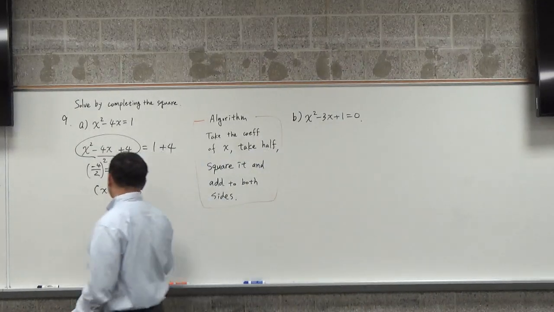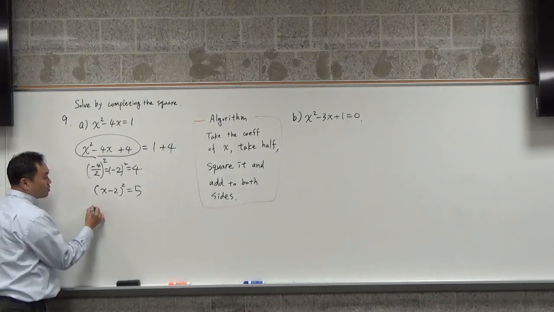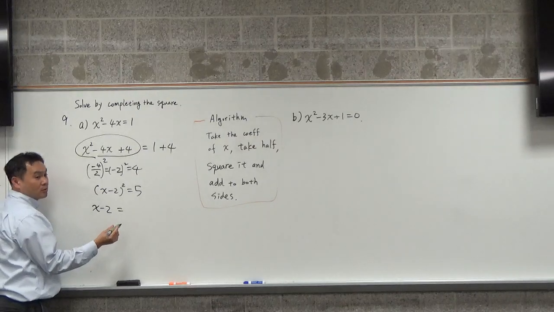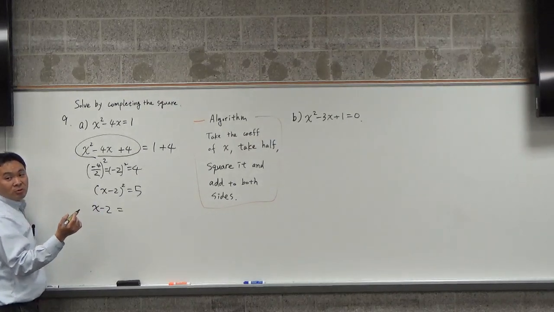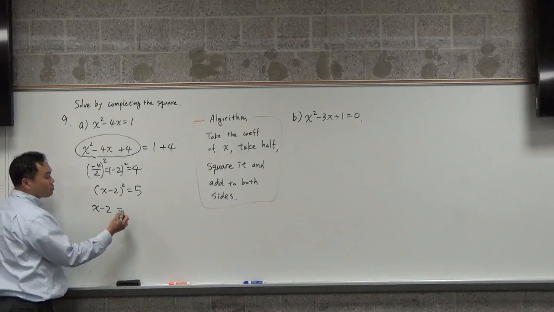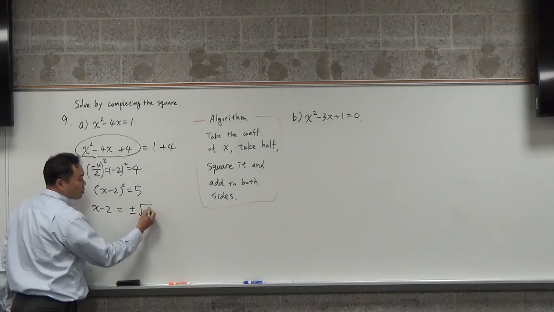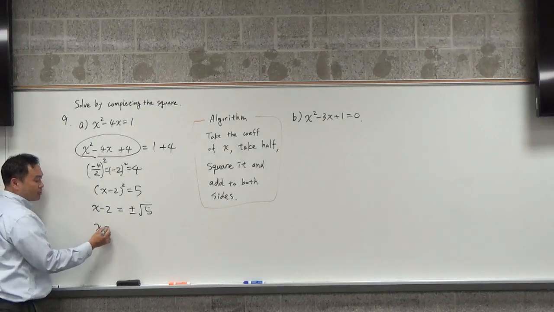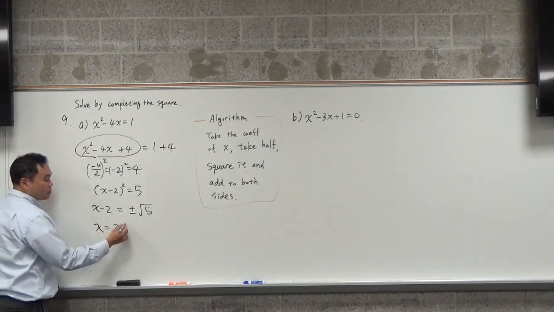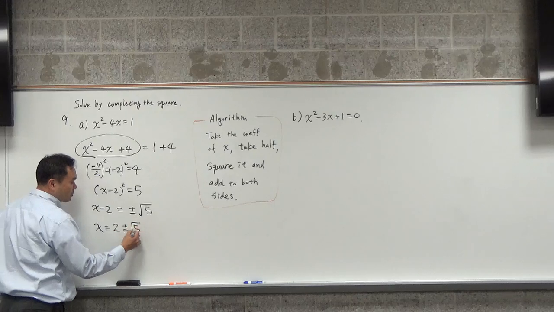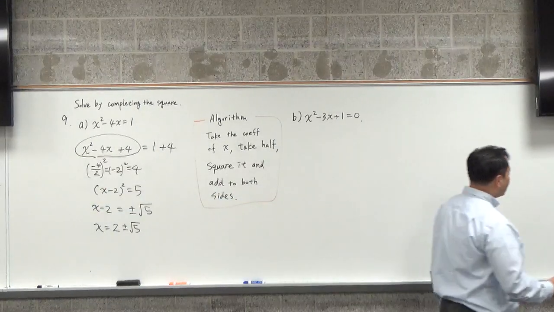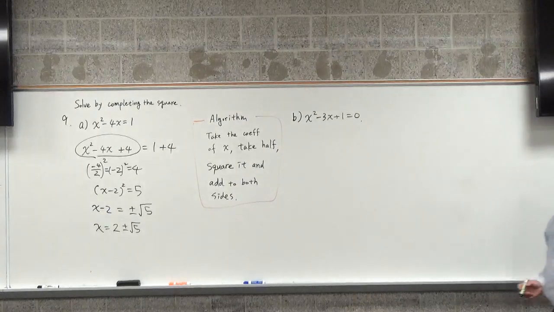All right, so you have this. Now you take the square root. So what is x minus 2 equal to? X minus 2 is equal to plus or minus square root of 5, right? And then you add 2, so x is equal to 2 plus or minus square root of 5. That's the answer. Okay, so we're done with that one.